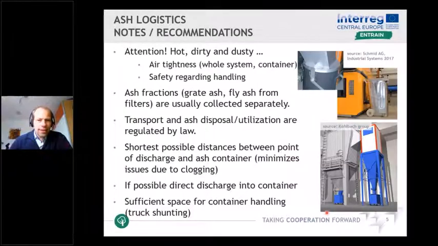And then already finally, I would like to give you some concluding notes or recommendations regarding ash handling. So first of all, pay attention. This is hot, dirty, and dusty. It's important to ensure air tightness for the whole de-ashing system, especially also for the container. You can see this here. Try to get really tight connections to the container. And then also regarding safety with handling of ash containers, and for the staff that has to work with it.